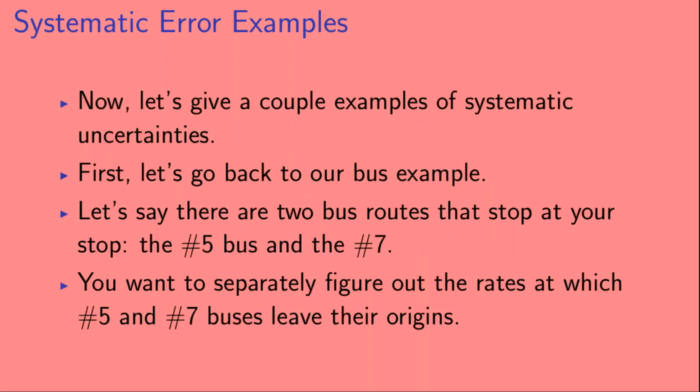Now, let's give a couple examples of systematic uncertainties. First, let's go back to our bus example. Let's say that there are 2 bus routes that stop at your stop, the number 5 bus and the number 7 bus. You want to separately figure out the rates at which the number 5 and number 7 buses leave their origins.